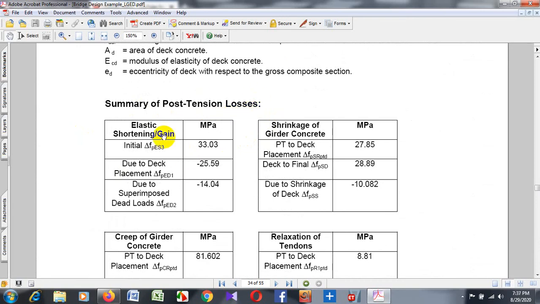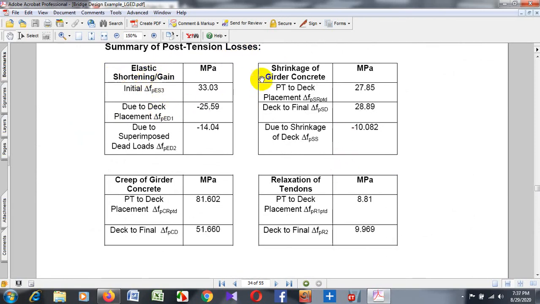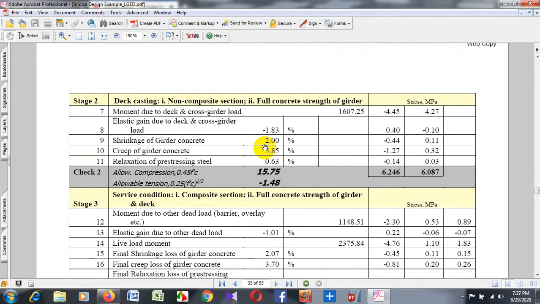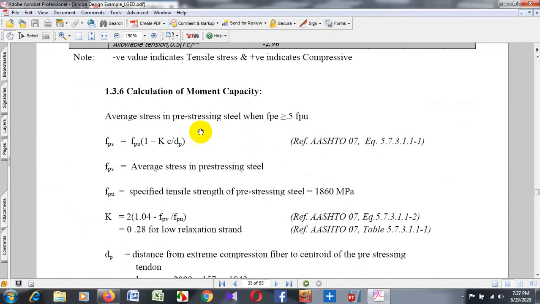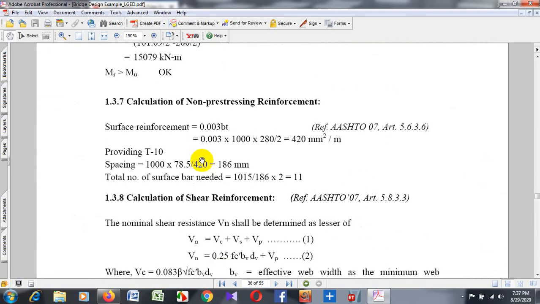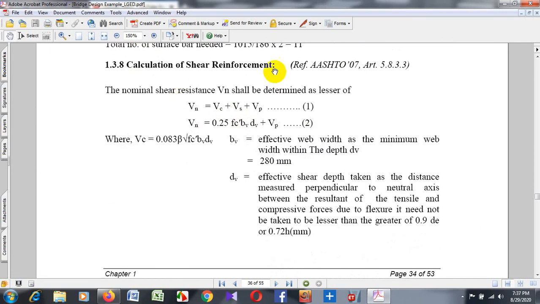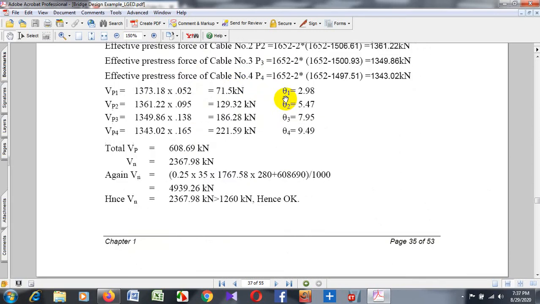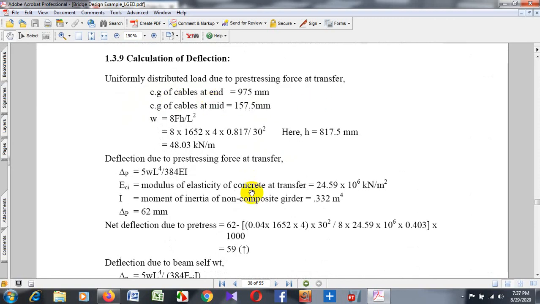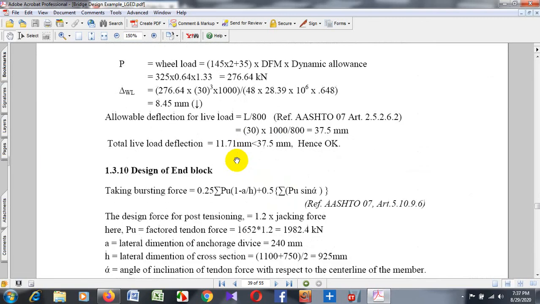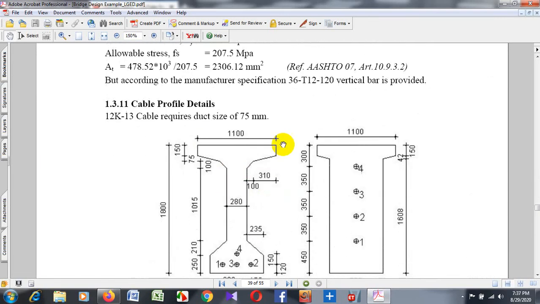Summary of post-tension losses. These are the summary: elastic shortening or gain, shrinkage of girder concrete, relaxation of tendon, creep of girder concrete, schedule of stress of girder at mid-span. And now calculation of moment capacity. Assuming rectangular behavior, non-pre-stress reinforcement, calculation of shear reinforcement, calculation of beta and theta, calculation of pre-stress force components, calculation of deflections, which is a major parameter of design of such structures, design of pin block, cable profile details.